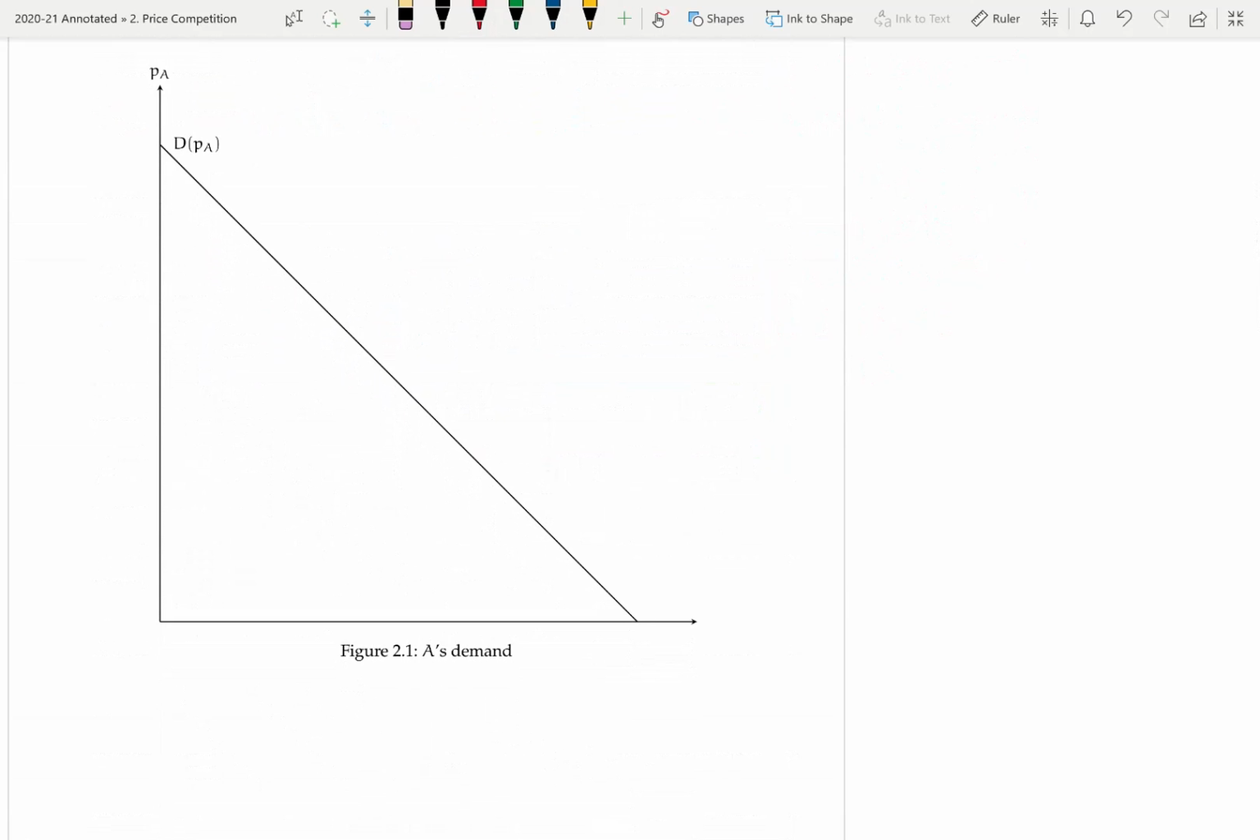In this diagram, we're going to draw the demand curve of firm A given some price of firm B. So let's suppose firm B's price is here.